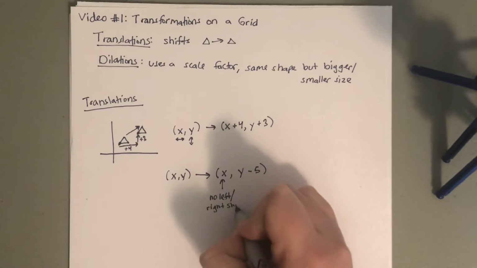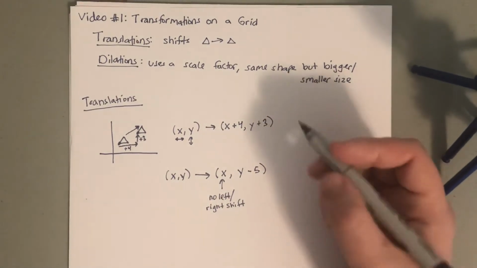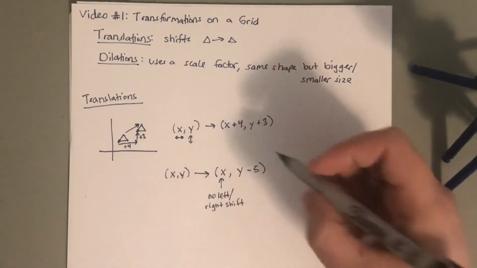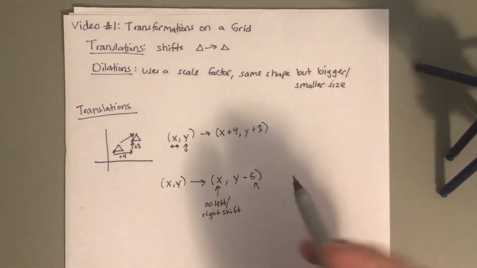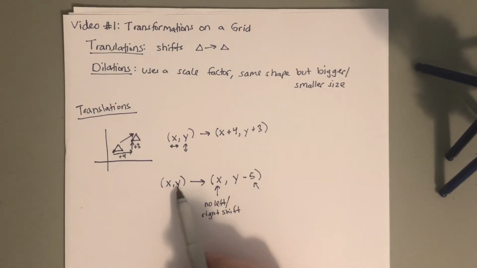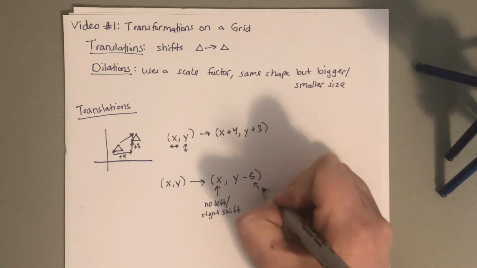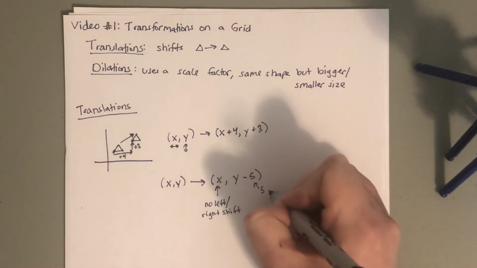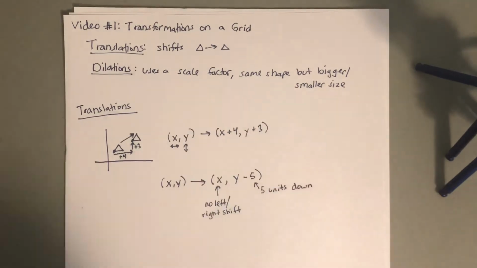No left or right shift, because there's nothing happening with the x coordinate. The y coordinate, however, is a little bit different. We're saying that we're taking every y coordinate from over here in the original image, and we're going to bump them all down 5. So this is going to actually take our object and shift it 5 units down.